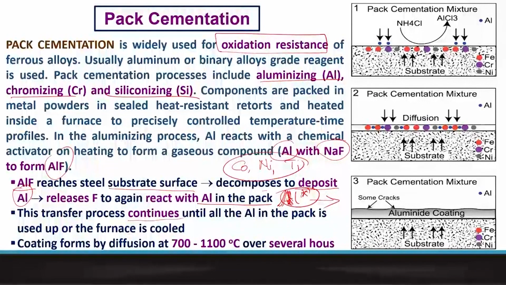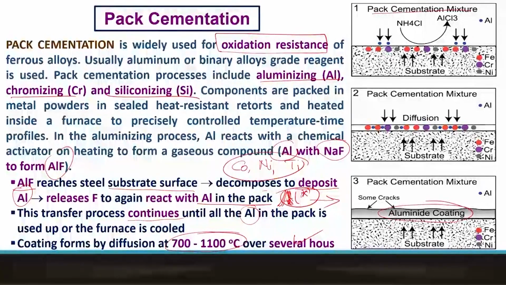This diffusion process continues as long as the aluminum potential is high in the environment, or in other words, the deposition of aluminum and concentration of aluminum on the surface is high. As I already mentioned, this is a typical temperature range, and the process can run for several hours, even beyond 10 hours, maybe 15, 16 hours, 20 hours, depending on what thickness we are desiring. So this is basically the process of pack cementation.